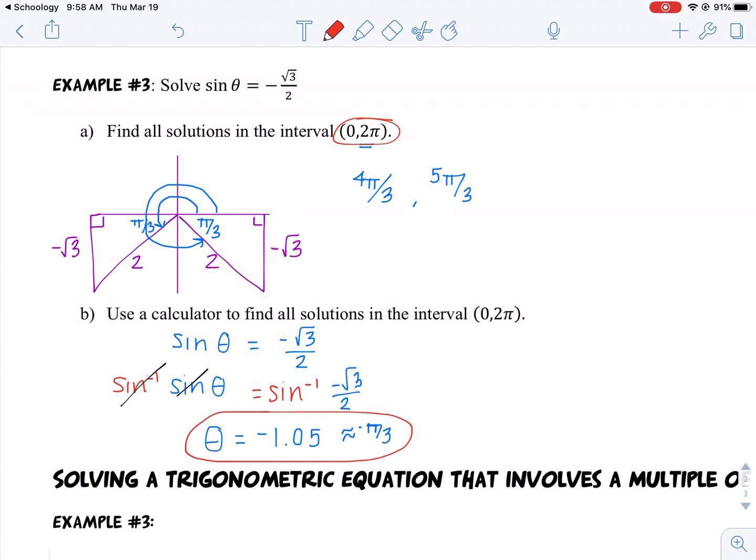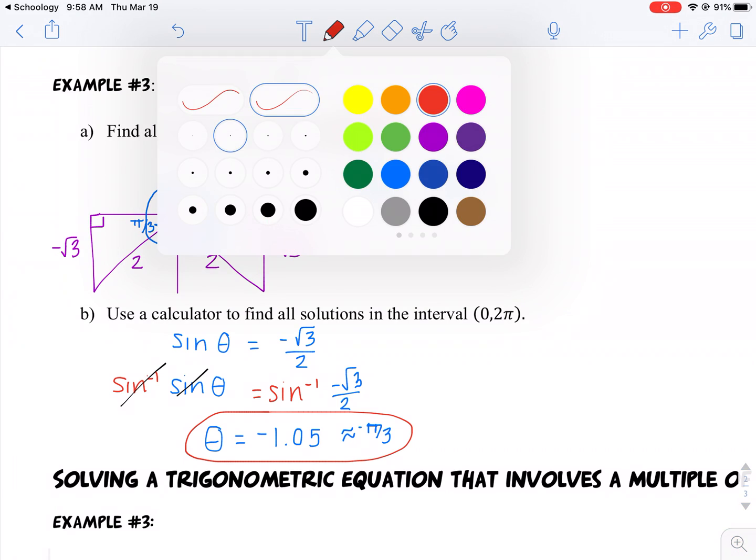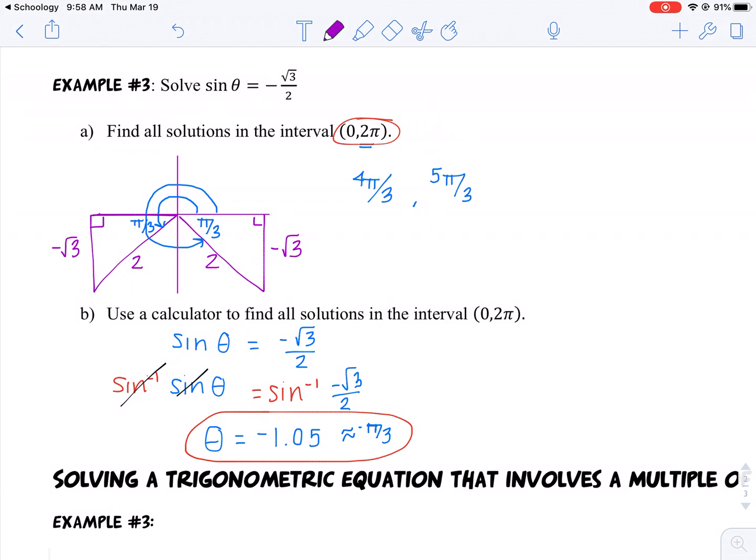So instead, let me look at where I'm at. My first angle is 4 pi over 3. Well, 4 pi over 3 is really pi plus that angle. So I'm going to do the same thing here. I'm going to do pi plus my angle of 1.05. That equals 4.19. That definitely equals 4 pi over 3. So this is my first angle. I check it here and here.